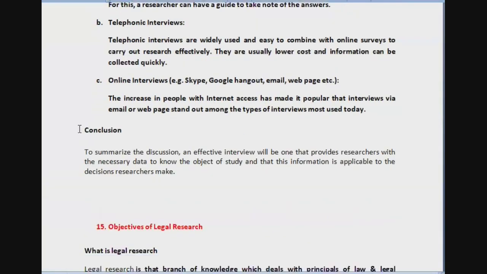Then you can give a conclusion. To summarize this discussion, an effective interview will be one that provides the researcher with the necessary data to know the object of study, and this information is applicable to the decisions the researcher makes, right? Whatever I wanted to gather, whatever questions I had, the information I have collected should answer those questions. So interview works out as a very good method of research or collecting information.